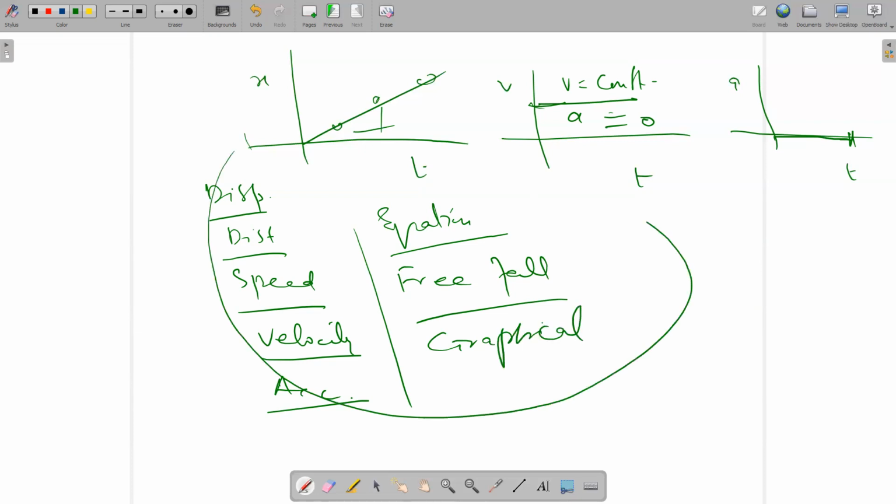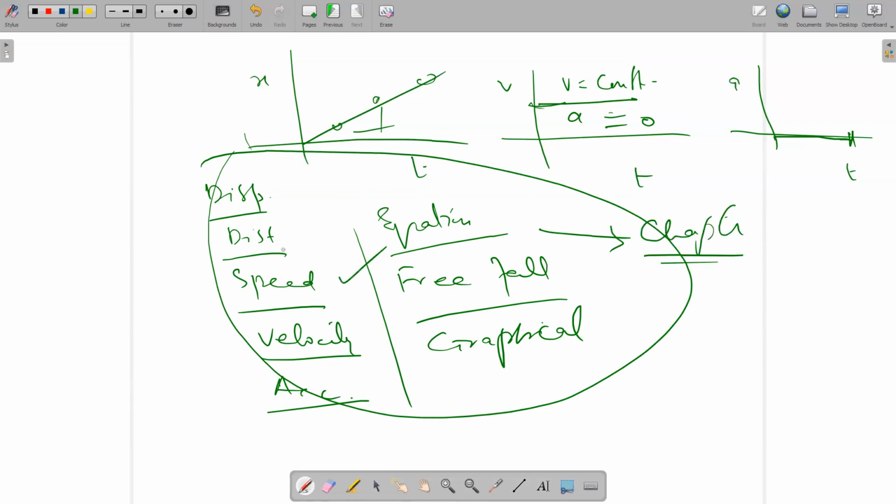These are the articles which we have studied in chapter number 2, and we will solve the problems about the speed, displacement, distance, velocity, acceleration, equations of motion, free fall, and graphical. Graphical, I will explain to you in the next lecture, and you can apply it and make other graphs if you know the rules. So I will tell you the rules.